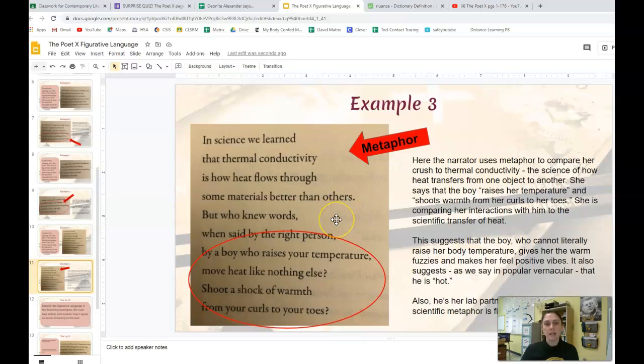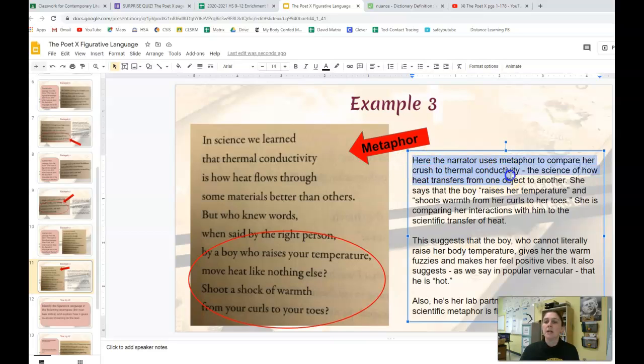She doesn't say that her feelings for him are like thermal conductivity. She's saying they are, okay? So here the narrator uses metaphor to compare her crush to thermal conductivity, the science of how heat transfers from one object to another. She says that the boy raises her temperature and shoots warmth from her curls to her toes. She is comparing her interactions with him to the scientific transfer of heat.